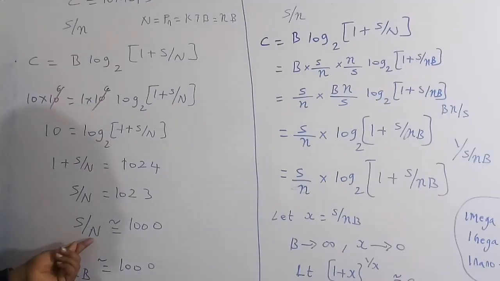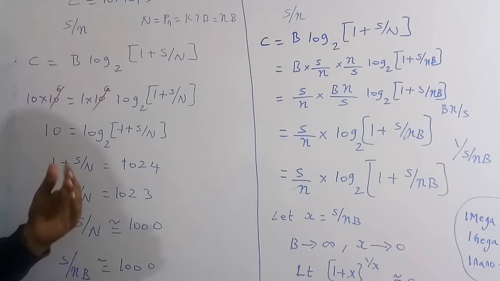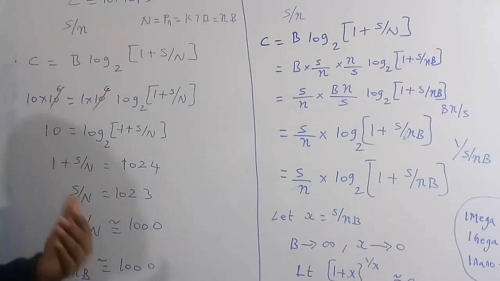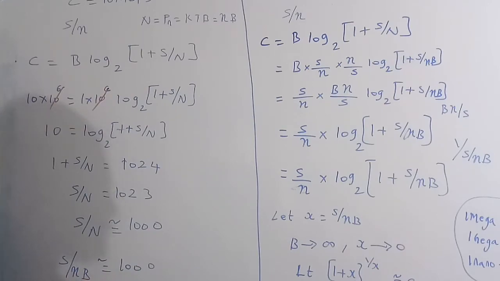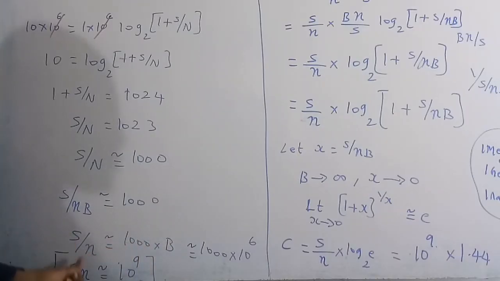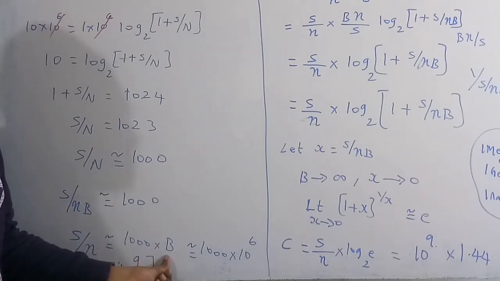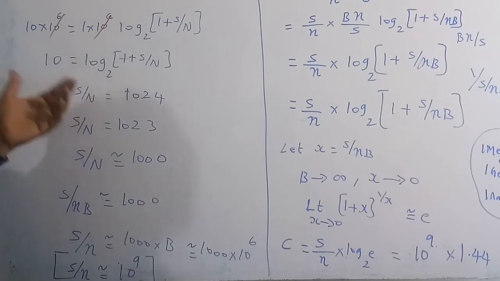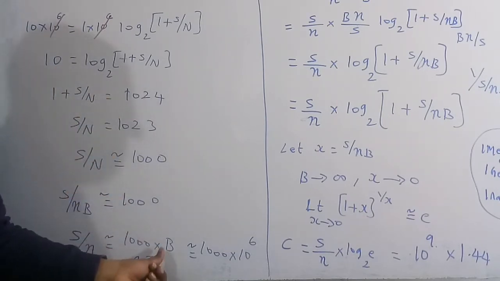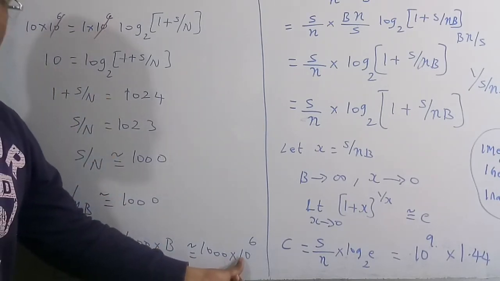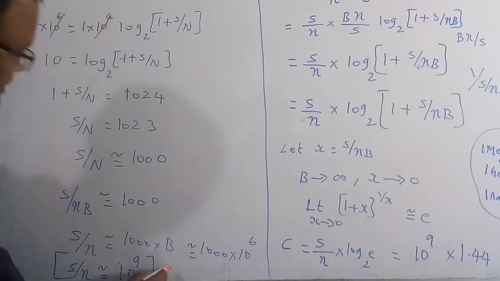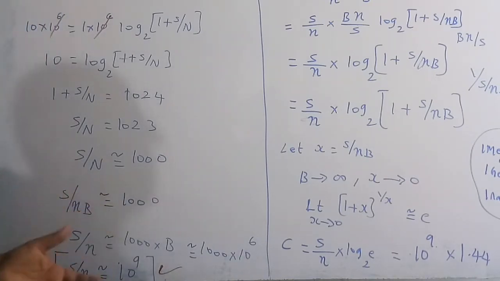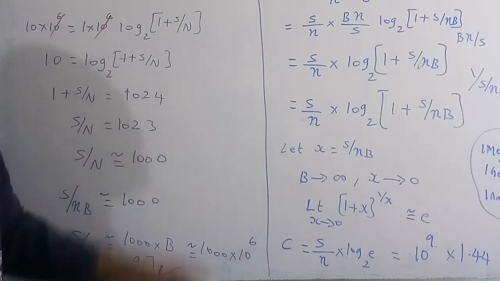But I have already told you N is the noise power, which is Pn is equal to kT into B, where kT is called eta, the power spectral density. So S by eta into B, the bandwidth, is nearly equal to 1000. Taking the bandwidth to the other side, the signal power by noise power spectral density is nearly equal to 1000 into B, where B is the bandwidth. In the first case the bandwidth is 1 megahertz, so 1000 into 1 into 10 to the power of 6 is nothing but 10 to the power of 9. Therefore we can say the ratio of the signal power to the power spectral density is 10 to the power of 9. It is the same for the first case and also for the second case.